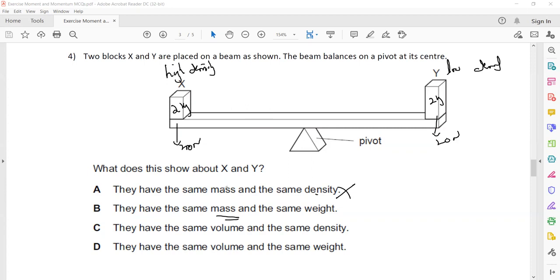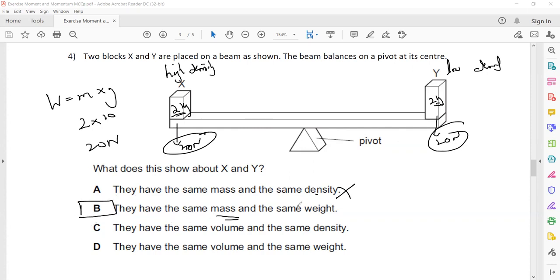They have the same mass. If the mass of this object is 2 kilogram, the other will also be 2 kilogram. And when we find the weight, weight is mass multiplied by gravity. So mass is 2 and gravity is 10, so weight will be 20. So 20 Newton weight is there for object X and 20 Newton is there for object Y. So B is the right answer. They don't have the same volume, so C and D are totally wrong. You can clearly see that the volume of Y is larger as compared to that of X.